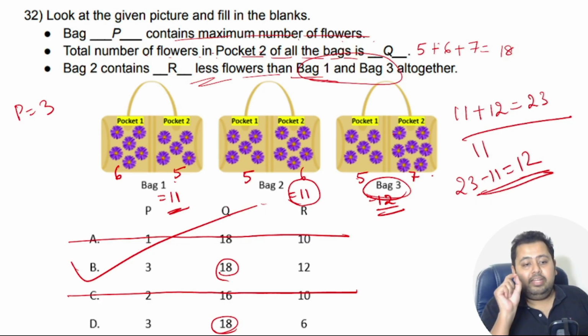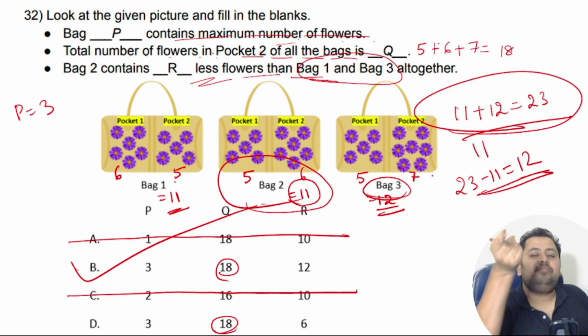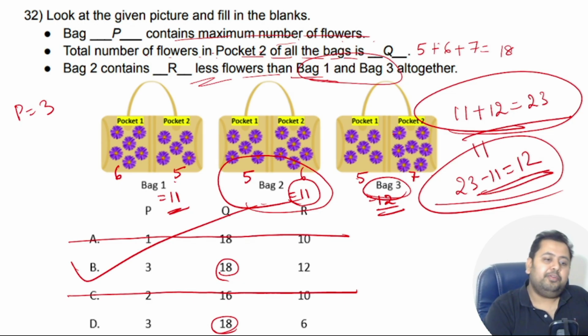So what you have to find here is that bag 2 contains blank less flowers than bag 1 and bag 3 altogether. It means you have to first add the number of flowers in bag 1 and bag 3 altogether. Bag 1 has 11 flowers, bag 3 has 12 flowers. So 11 plus 12 is 23. That is what I did over here, right? And then you have to subtract the number of flowers in bag number 2, because it's asking how many less flowers are there in bag 2 than bag 1 and bag 3 altogether. So it is 23 minus 11, that is 12. I hope you got it correct. If you did, give yourself a star.